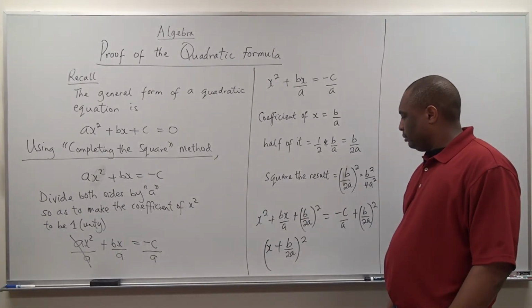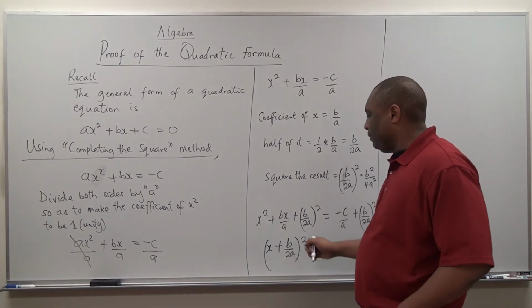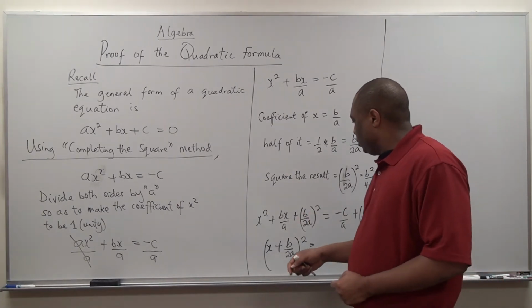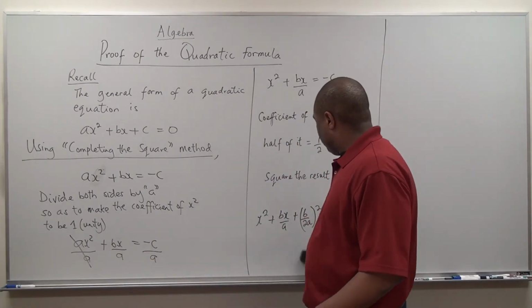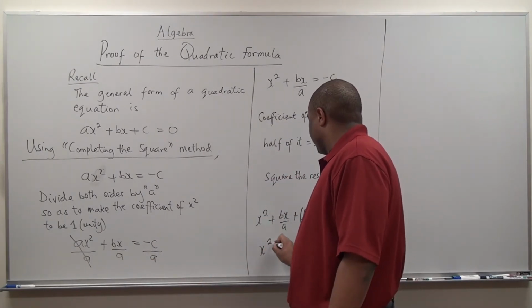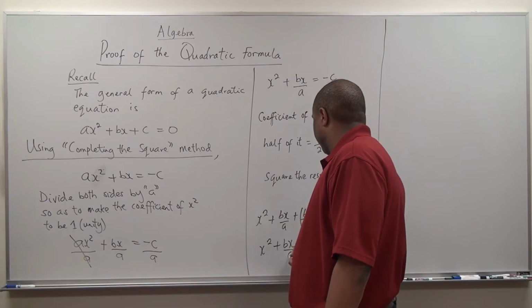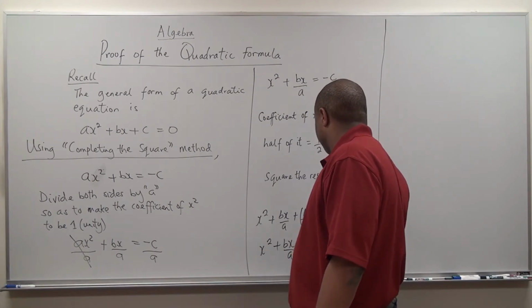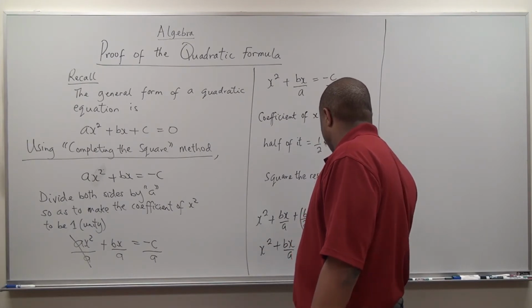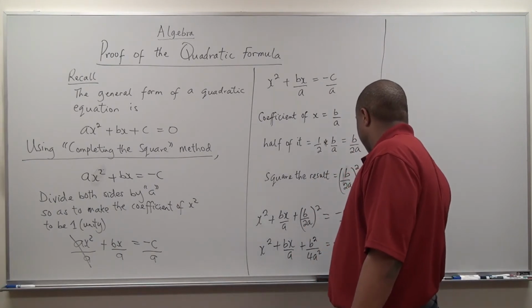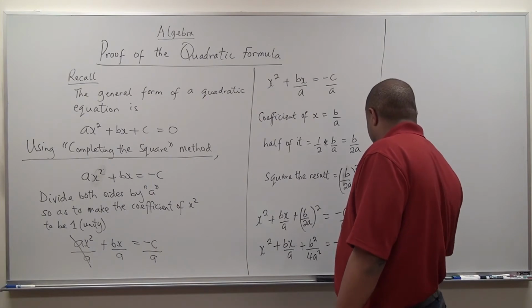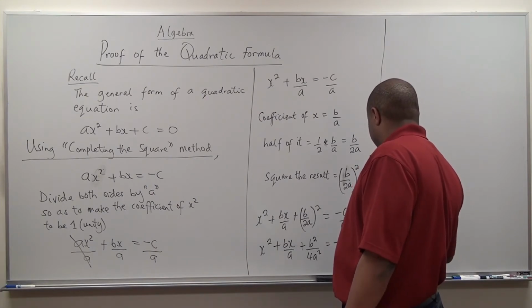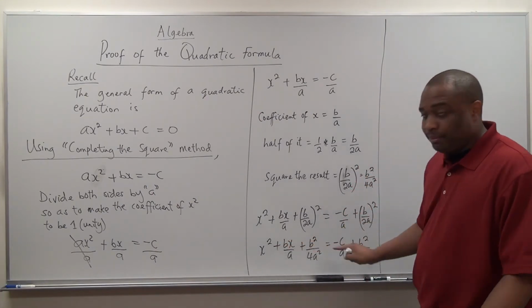Okay? Equal to, but if you want me to kind of break it down, look at what I mean here. This will be x squared plus bx over a plus b squared over 4a squared equal to negative c over a plus b squared over 4a squared. But even if I didn't write this step, it does not matter.